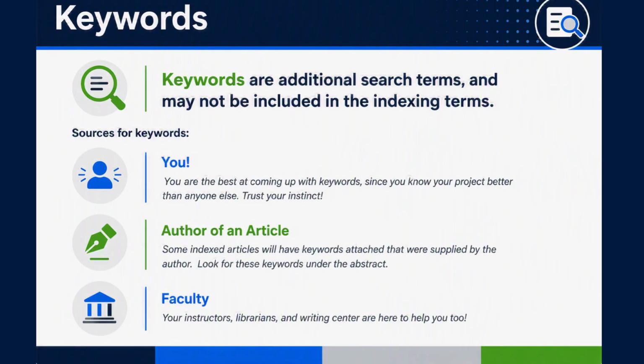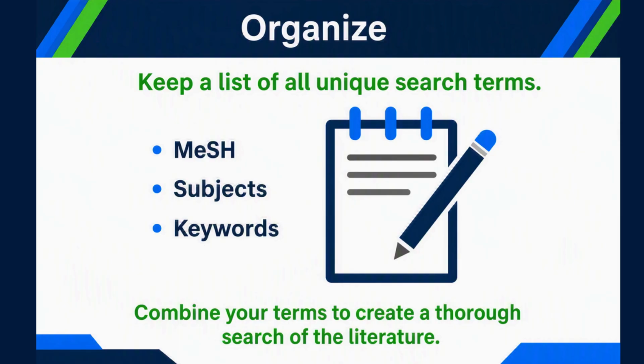As you research, keep a list of these words that you come up with, the keywords, the subject headings, and the MESH terms. And then organizing these terms will help you build a thorough and effective literature search.